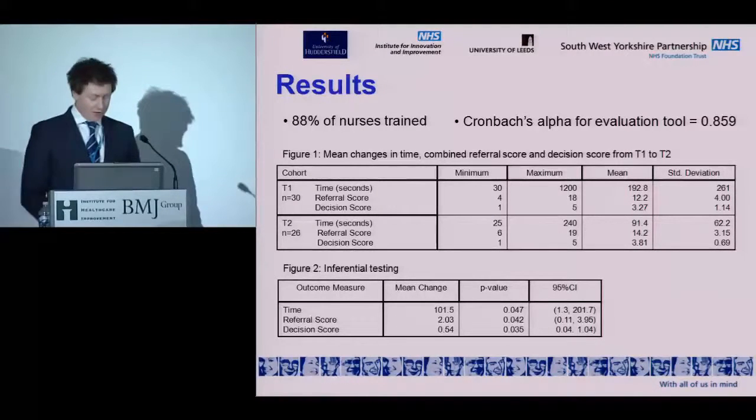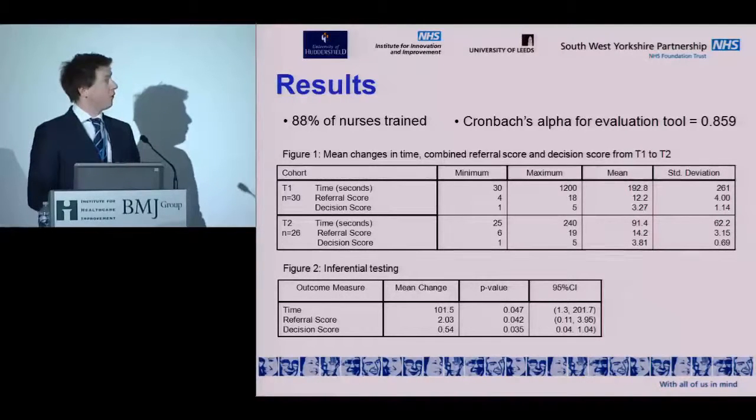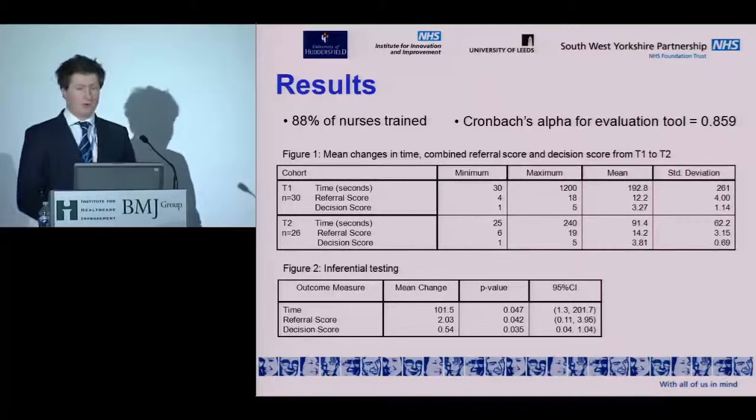We tested the questionnaire for internal reliability using Cronbach's Alpha, and that came back with a good score of 0.85859. And reliability of the individual questions were also assessed and all showed good reliability. Alpha reduced if an item was deleted.